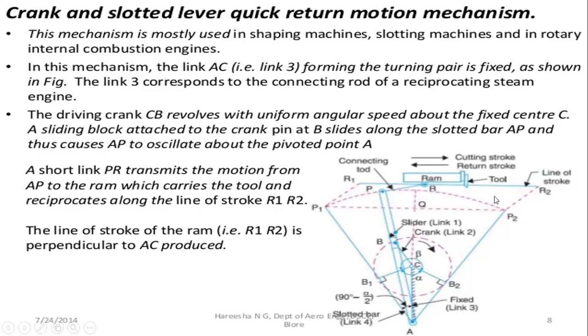So R1 R2 is the line of stroke, as we have already explained. The line of stroke of the RAM is perpendicular to the AC produced. So AC is the fixed link here and R1 R2 is the line of stroke which is perpendicular to the line AC. So these are the major considerations.